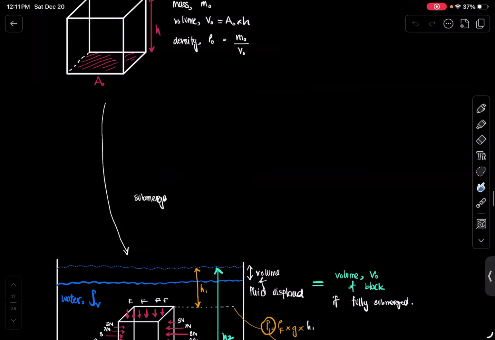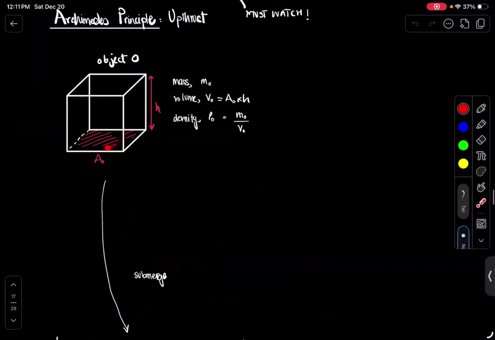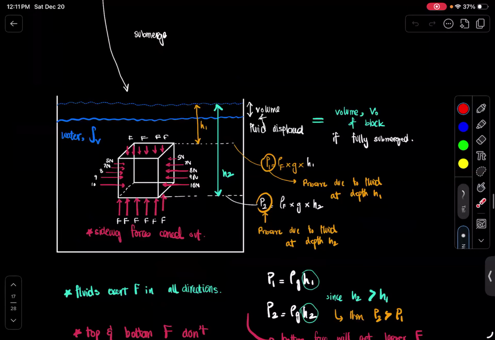So for example, if you submerge this block into a liquid, then there is going to be some volume of the water that is displaced, right? The volume of the water that is displaced is equal to the volume of the block which was fully submerged, right? So this is one note that you should remember.